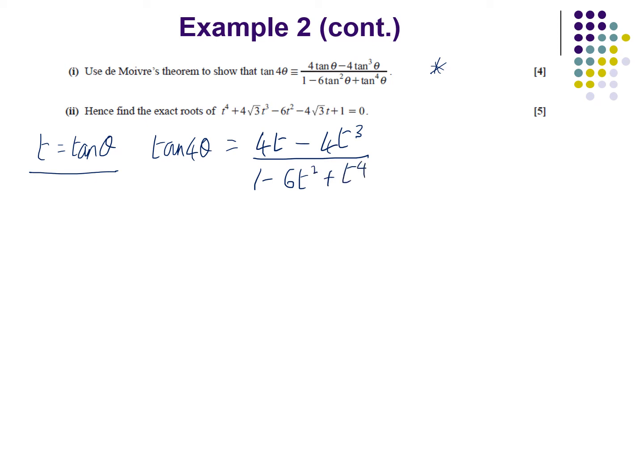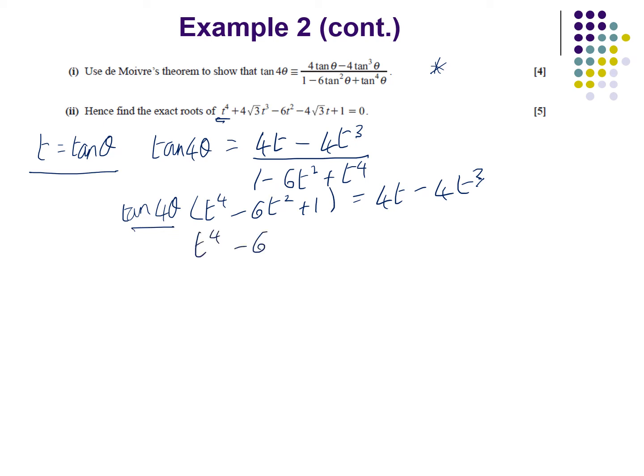The thing I'm solving doesn't have any fractions in it, so let's multiply up by the denominator, okay, and I get tan 4 theta times, I'm just going to reorder these, t to the 4 minus 6t squared plus 1. Now you can see in the equation I'm solving, it's just got a t to the 4 here, so I'm going to divide through by this. So they're going to end up just like that, and these are going to be over that.